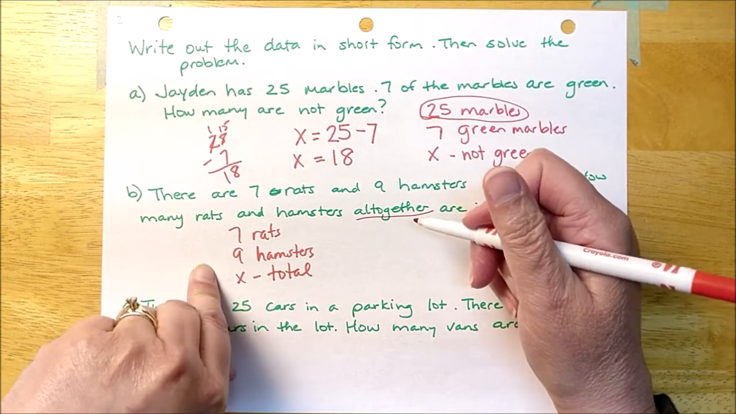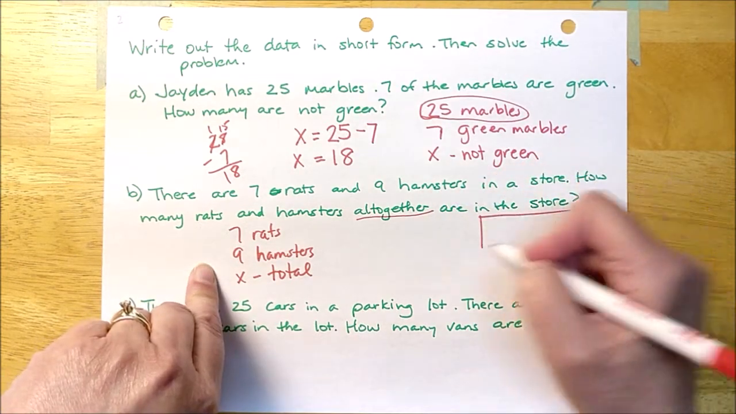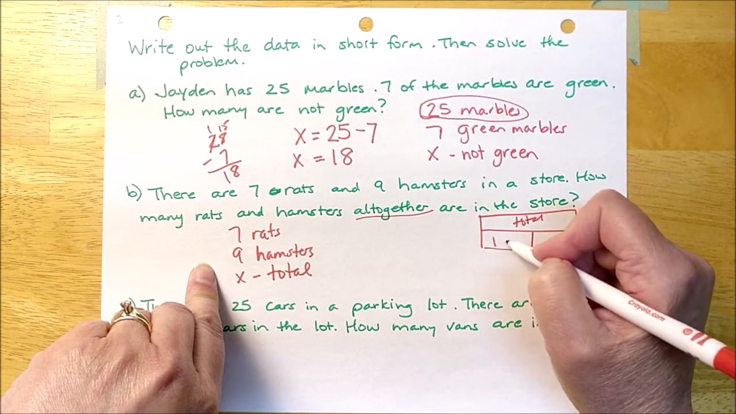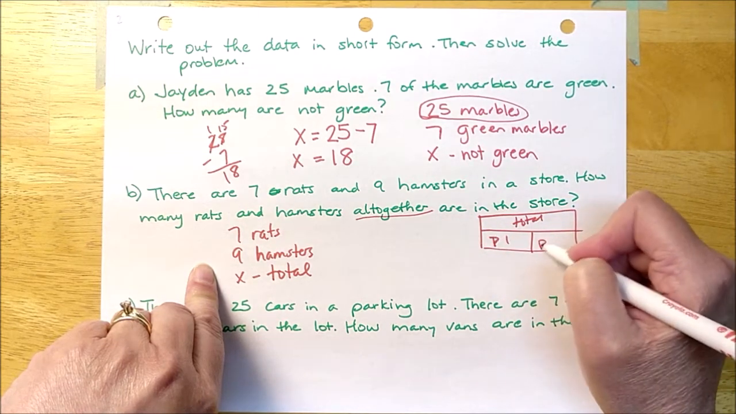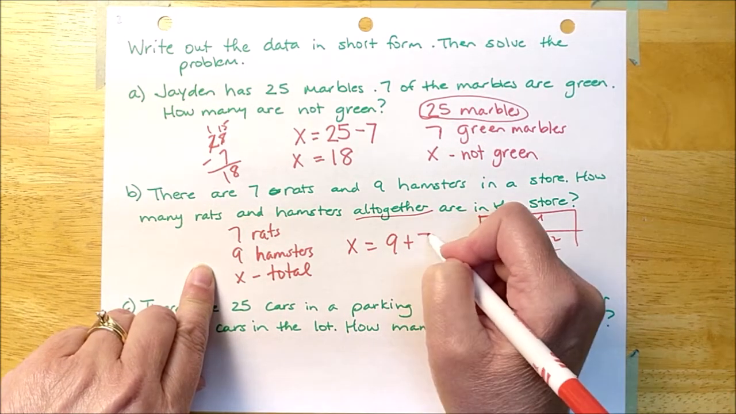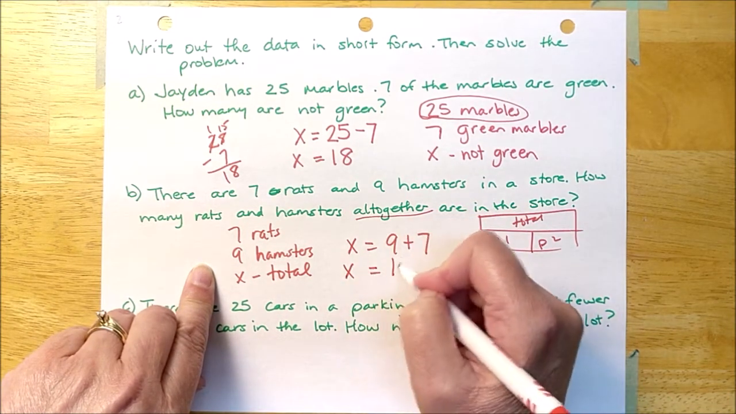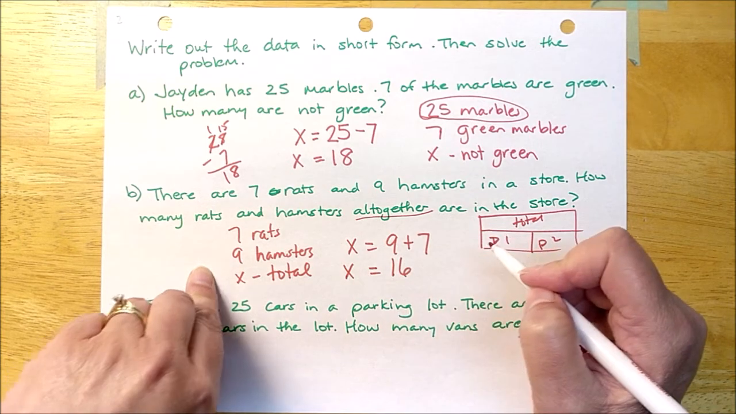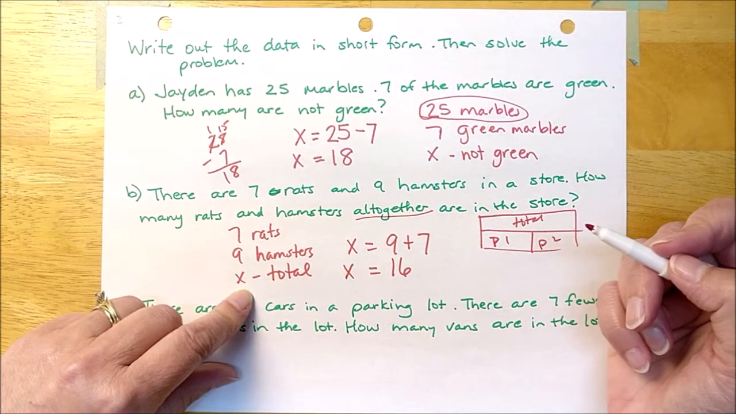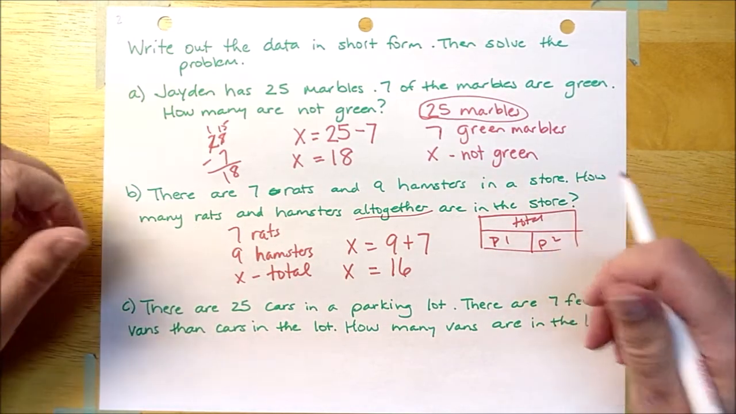And when I want to figure out the total, if I remember back to my little chart that we had, total was part 1 plus part 2. So my x would be 9 plus 7. So my x would be 16. There are 16 rats and hamsters all together in the store. I hope you got that one too.